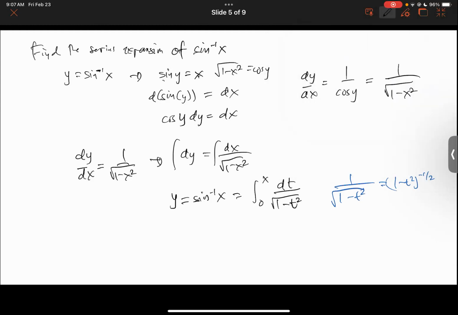Okay, yun yung paggagamitan natin ng binomial expansion. So let's do that first. So (1 minus t squared) raised to the negative 1/2. This gives us 1, and then the second term is, remember, plus mx. So m is, in this case, negative 1/2, and x is negative t squared. And remember that the absolute value of x must be less than or equal to 1, which means that t squared must be less than or equal to 1 as well.